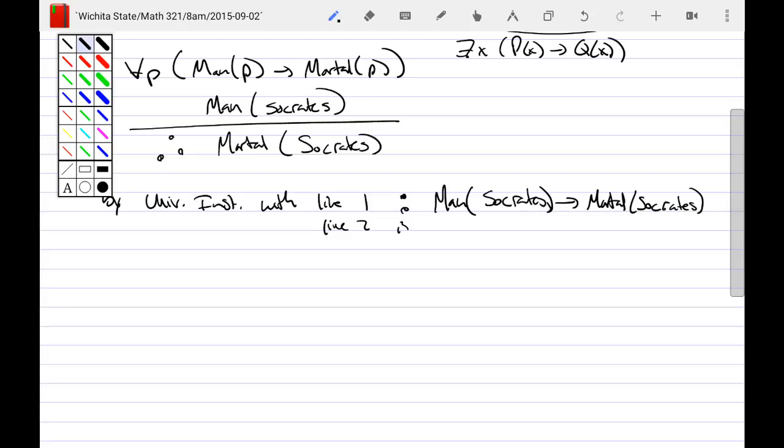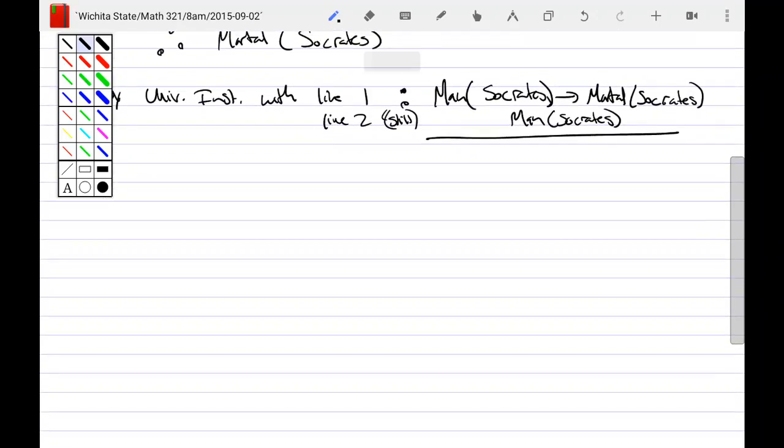Line 2 is still man Socrates, right? That's still line 2. It hasn't changed at all. But now look at this. Man Socrates implies mortal Socrates. I have man Socrates. Socrates is a man, right? Now what could I use?